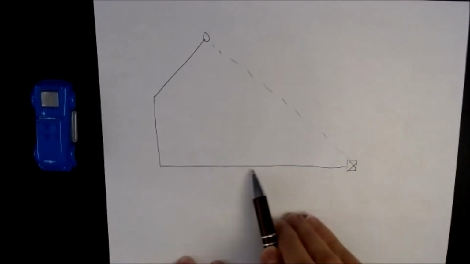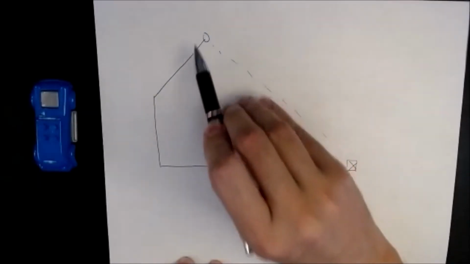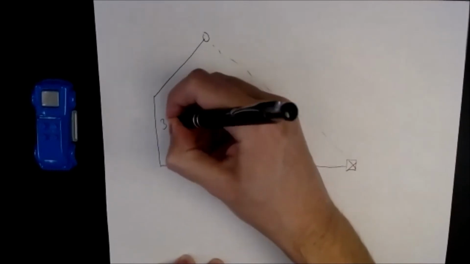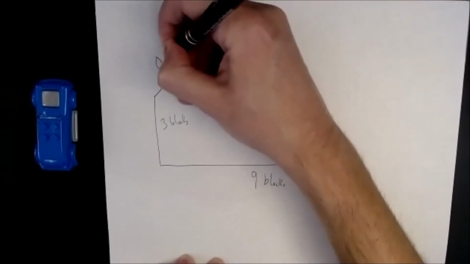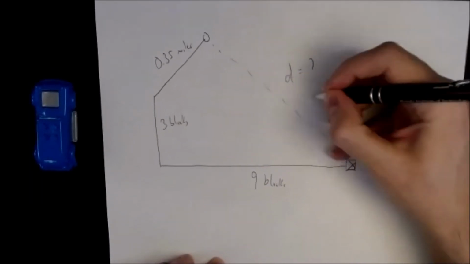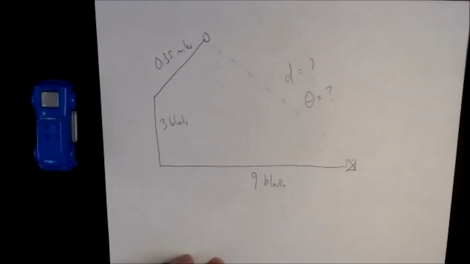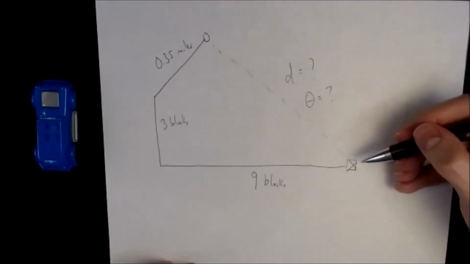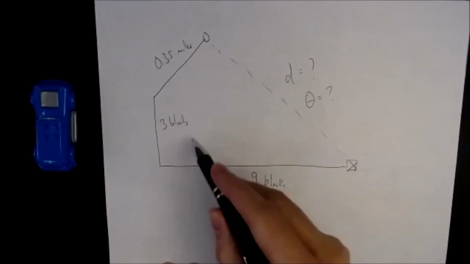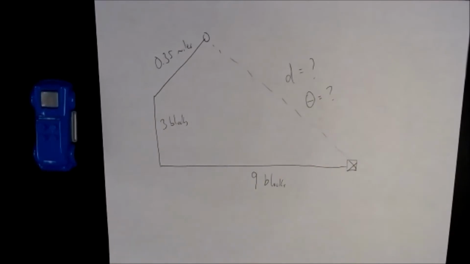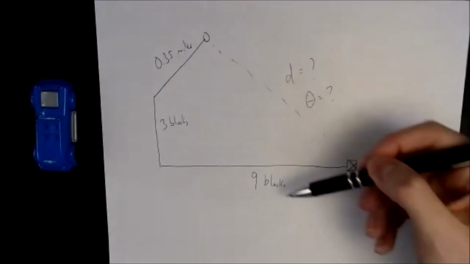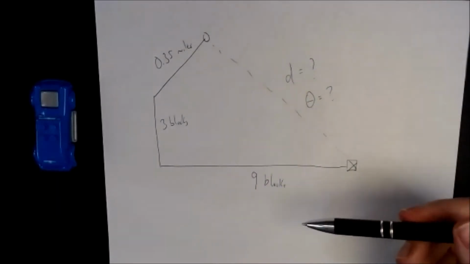Okay, so 9 blocks west, 3 blocks north, 0.35 miles northeast. So 9 blocks, 3 blocks, 0.35 miles. If you want to find d, the distance, and theta, the angle that you have to travel at to get back home, what you need to do is take this 9 blocks and this 3 blocks and convert that into the number of miles, number of kilometers. We have mixed units here, and we need to get everything into the same kinds of units.